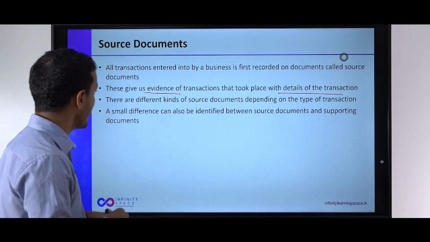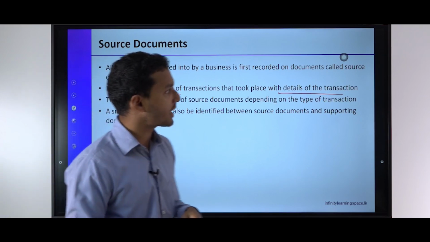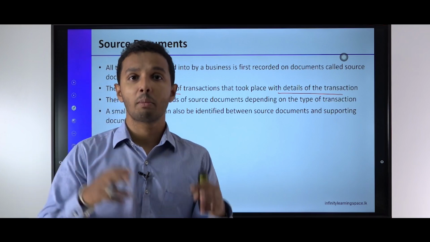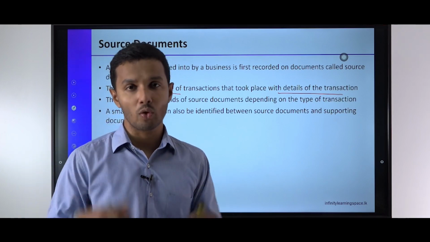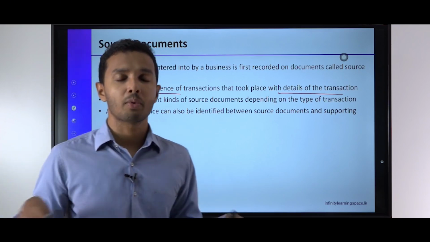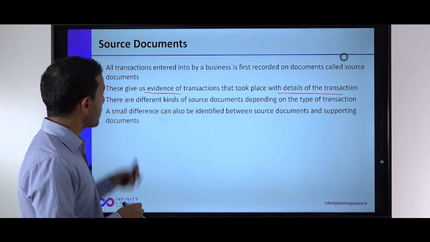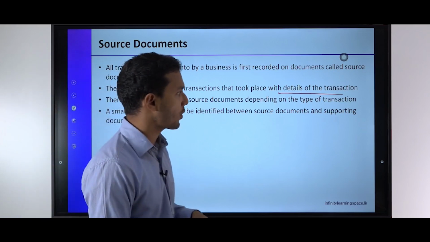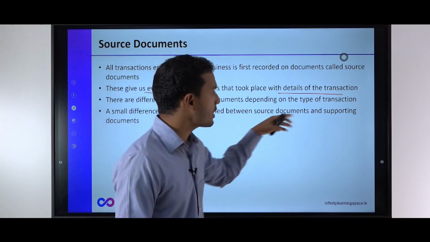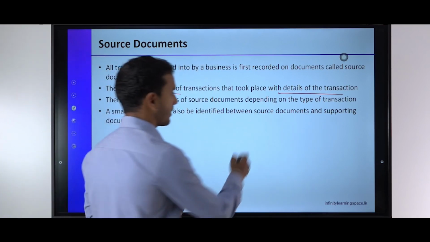There are different kinds of source documents depending on the type of transaction. So for different types of transactions, there will be different source documents. We will go through a list of source documents next. A small difference can also be identified between source documents and supporting documents, so along with source documents, we will also look at something called supporting documents.